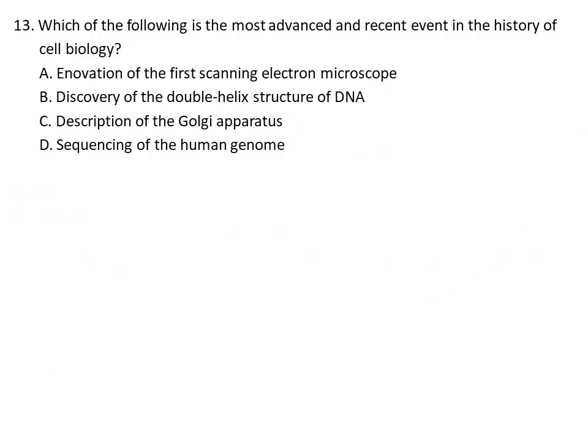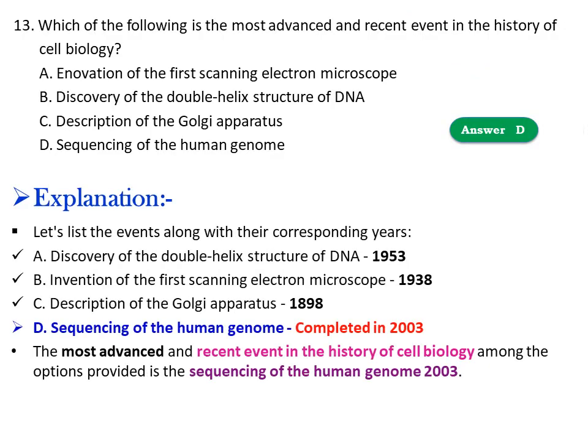Question number 13. Which of the following is the most advanced and recent event in the history of cell biology? The answer should be D, the sequence of the human genome. When we look at each discovery by year, the discovery of the DNA double helix is 1953, the invention of the scanning electron microscope is 1938, and the description of the Golgi apparatus is 1898. The sequence of the human genome is 2003, which is the most recent one.